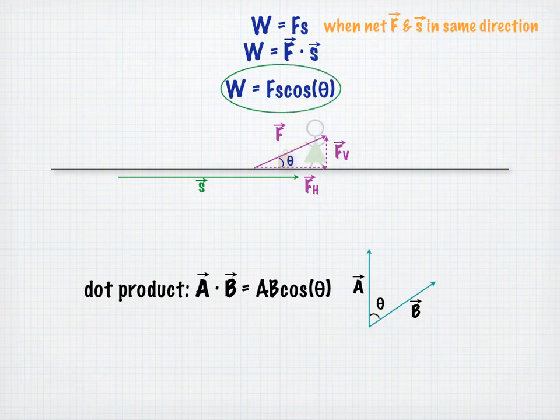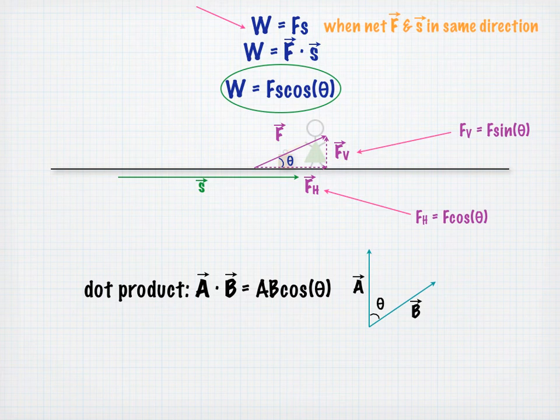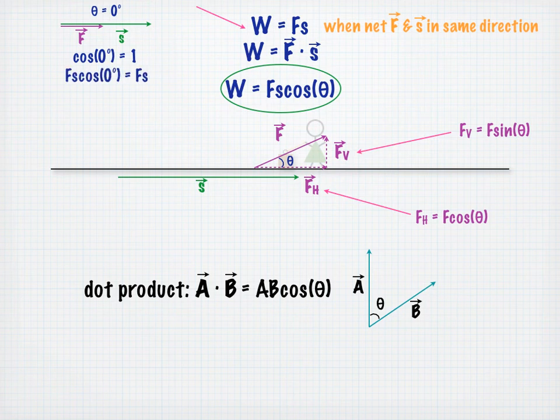Using trig to calculate values for the horizontal and vertical components of the force, we find that the magnitude of the horizontal force is equal to F times the cosine of theta. So, for our work, we're multiplying the magnitude of the displacement by the magnitude of the component of the force that's in the same direction as the displacement, just as we did previously. It's just that in our previous case, the force vector and the displacement vector were in the same direction, which means that the angle theta was equal to 0.